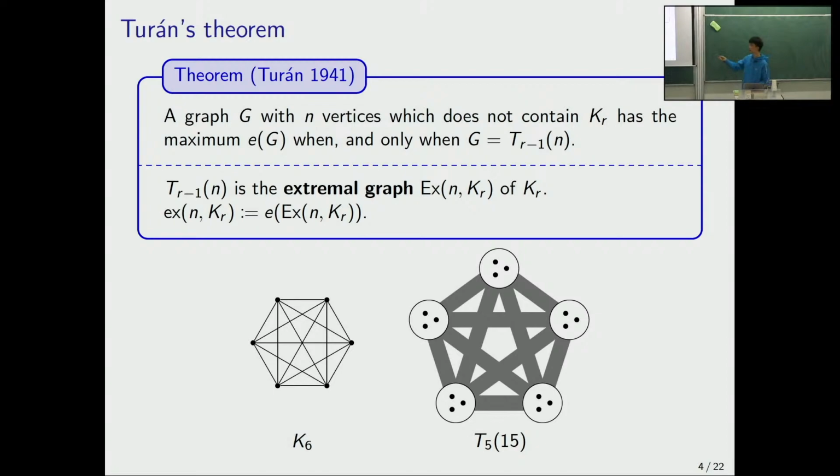And we call this T_{r-1}(n), the Turán graph, the extremal graph of K_r. And we write this as EX(n, K_r). Here n stands for the number of vertices of the extremal graph. And we use the lowercase ex to denote the number of edges of the Turán graph, I mean the extremal graph. And we can also replace K_r by another small graph, and then we can define the extremal graph for other kinds of graphs.